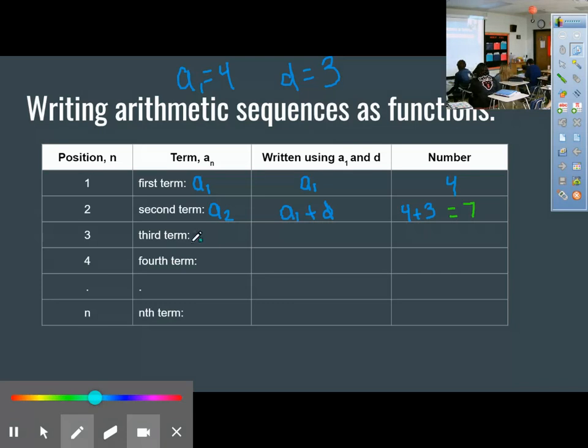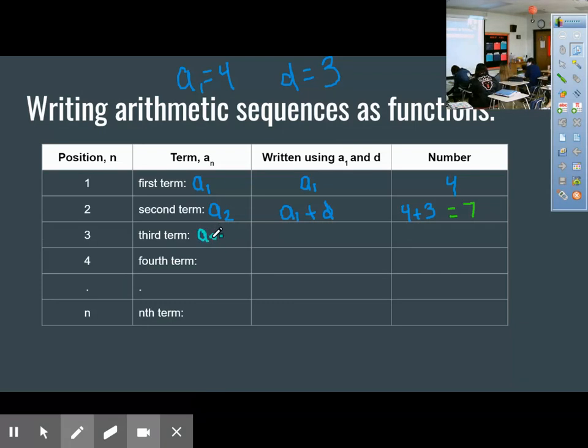Okay. The third term would be A subscript 3. Now, to get the third term, you would start with your original, but instead of just adding the difference 1 time, you would have to do it 2 times. So basically each time it just goes up 1, doesn't it? Yes. Okay, so to figure that one out, you would do 4 plus 2 times 3 to figure out the next term. Well, 2 times 3 is 6, and 4 plus 6 is 10.